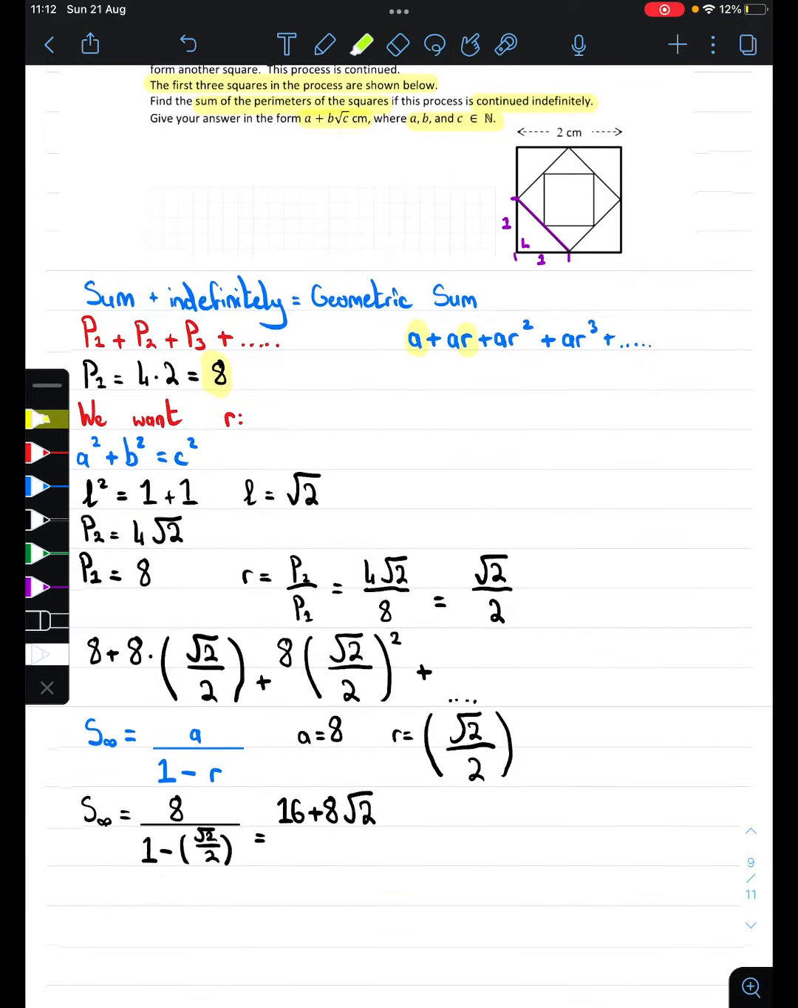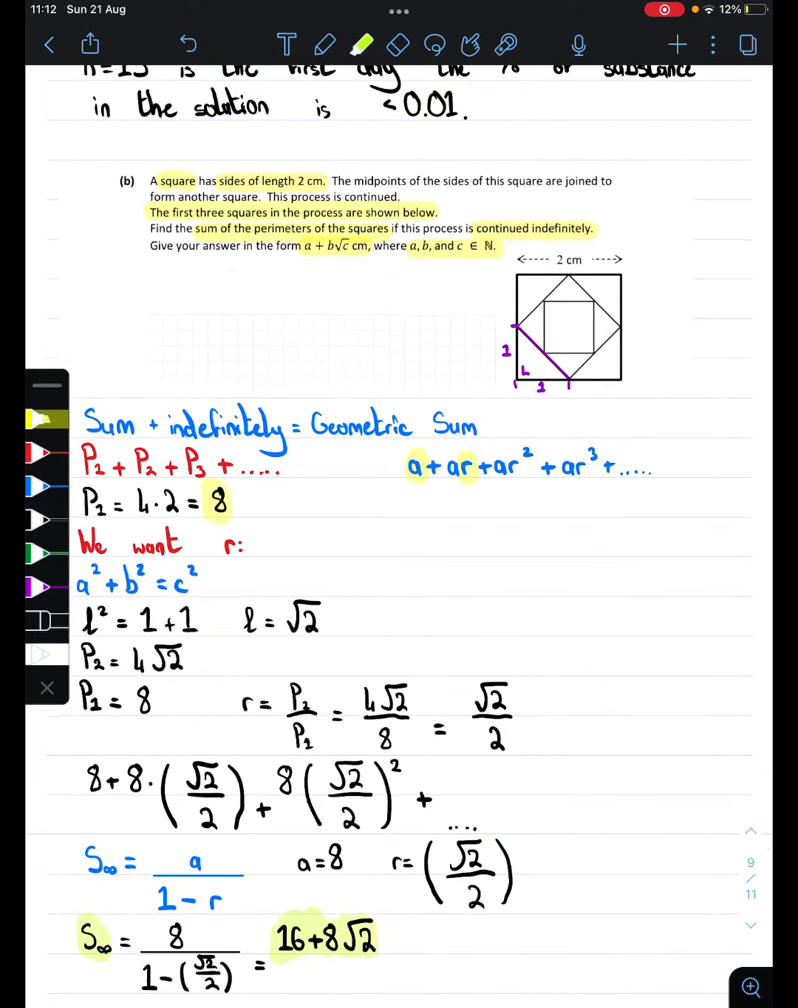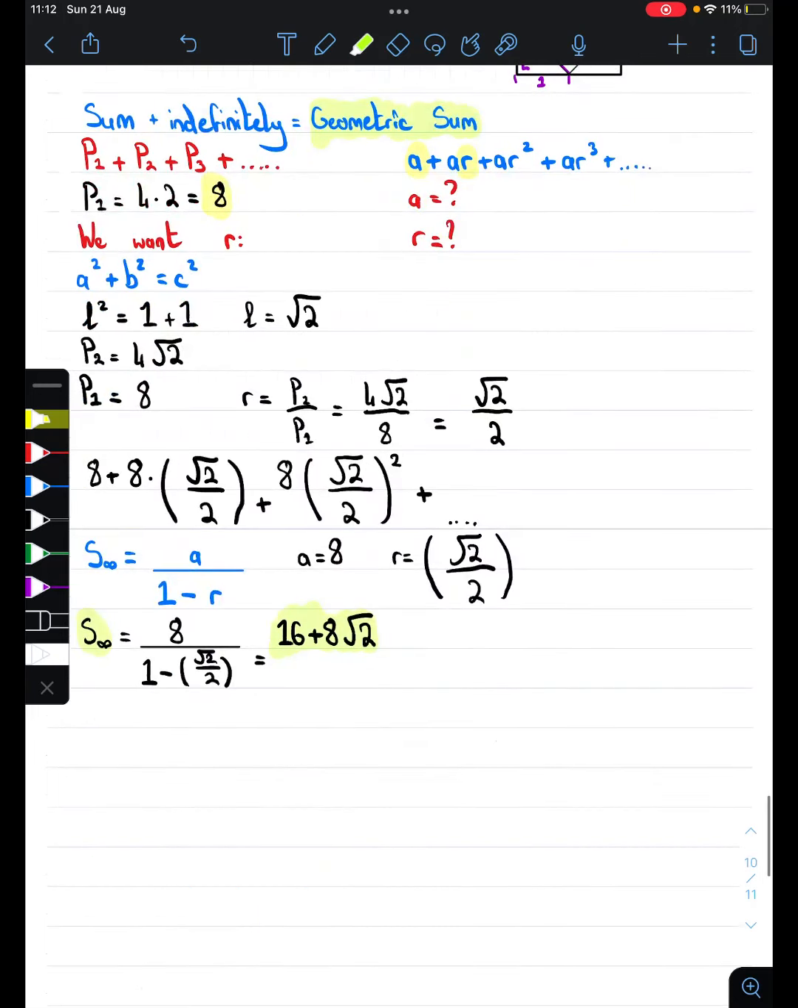So the trick here in this question is identifying that because we're looking at an infinite sum, we're going to eventually be looking at some geometric sequence, because that's the only infinite sum that we know how to work with. And then from there, it's just a matter of finding out what a is and finding out what r is, and then using the formula. The infinite sum is the starting value over 1 minus the ratio.